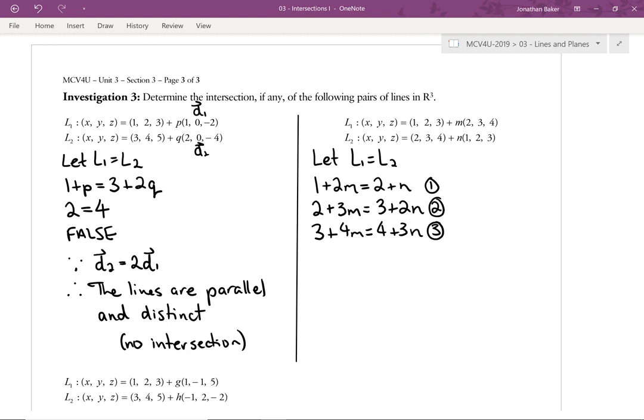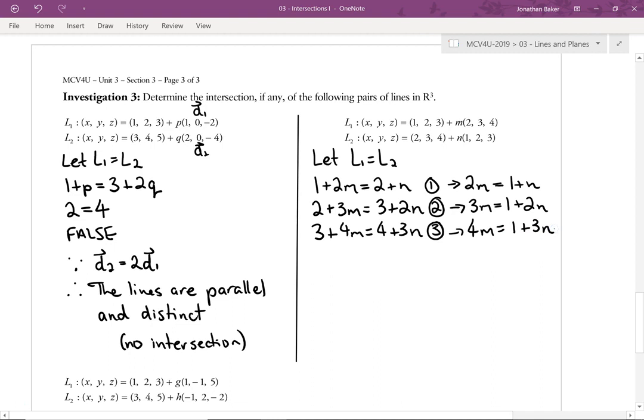Let's simplify here a little bit. We have some constants that we need to clean up. This one is going to become 2m is equal to 1 plus n. And then this one will become 3m is equal to 1 plus 2n, and 4m equals 1 plus 3n.